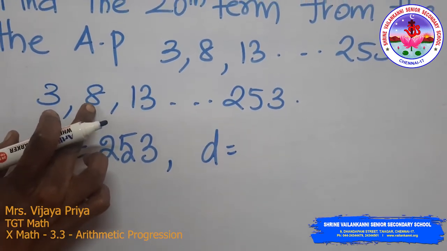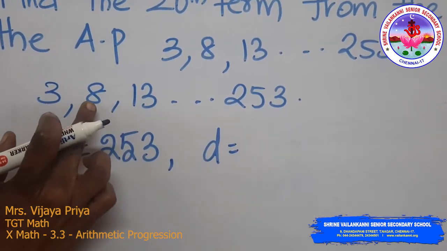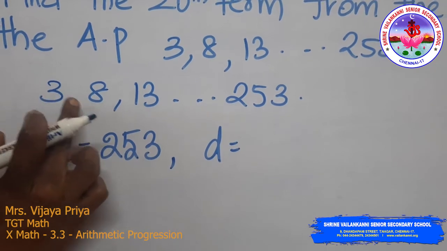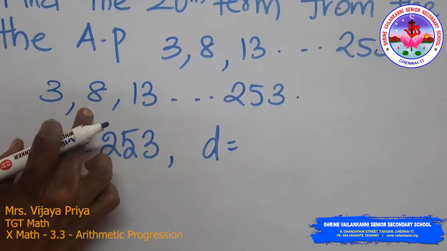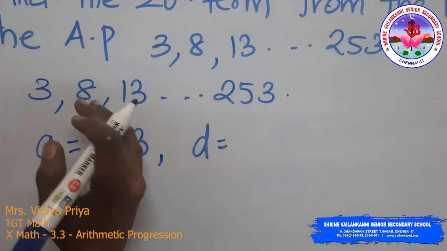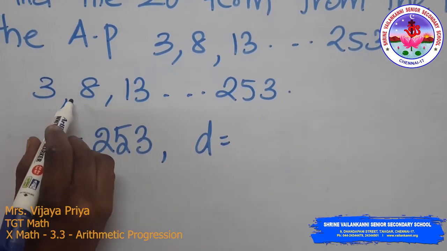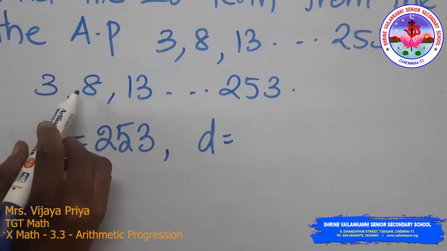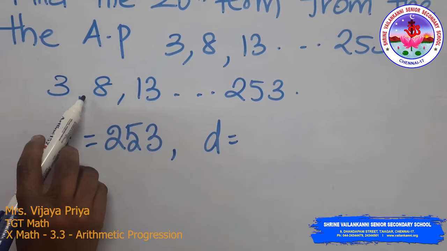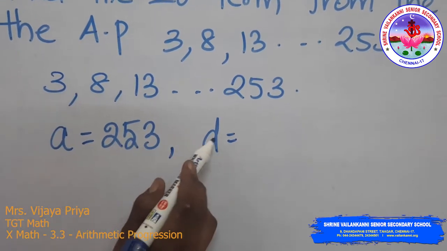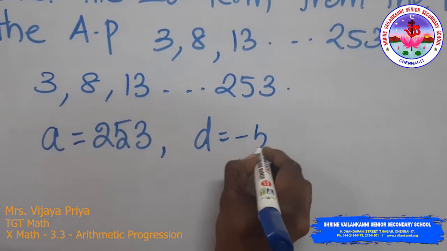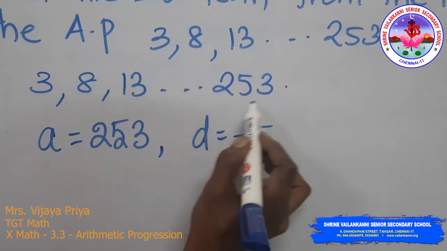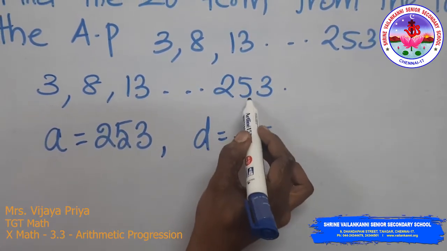So in order to find out the common difference, first let us do by the previous case where the common difference is A2 minus A1. So I will get 8 minus 3, which is equal to 5. Since we are moving from the last case, I am taking the common difference with the opposite sign. So I am taking D as minus 5 since we are taking the last number as the first term.